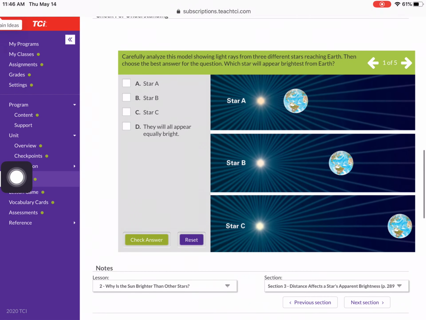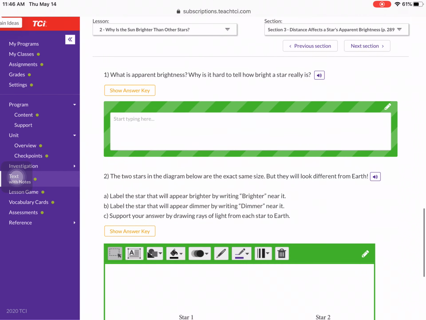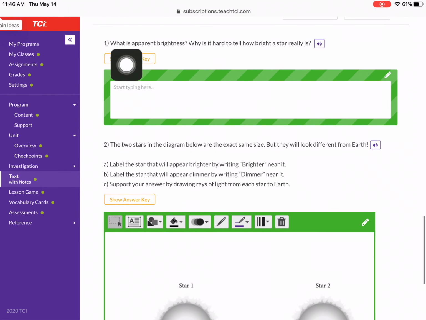So here are some more check for understanding questions, multiple choice. There are 5 of them. Please make sure to use your PO strategy, your process of elimination. And what is apparent brightness? Why is it hard to tell how bright a star really is?